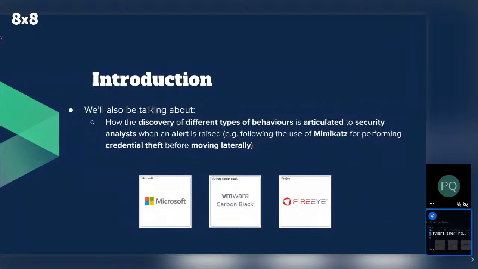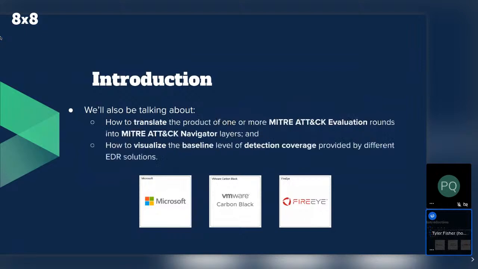Let's figure out exactly how TTPs are articulated to the analyst in the SOC whenever an alert is raised. For example, let's say that you have an analyst looking at use of Mimikatz in the wild, performing both credential theft and lateral movement. You can see with the evaluations framework what exactly they're going to see, as well as what is grouped all together in a single alert package. Also going to look a little bit at how to translate these evaluations into Navigator layers, so how to visualize them and show the actual baseline level of coverage.